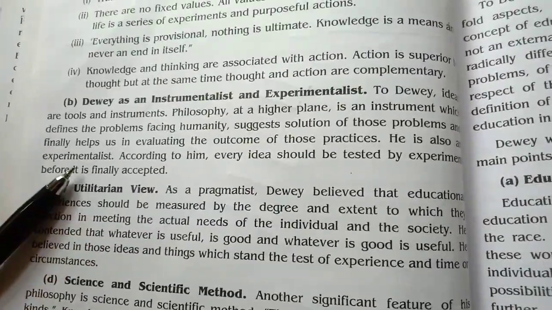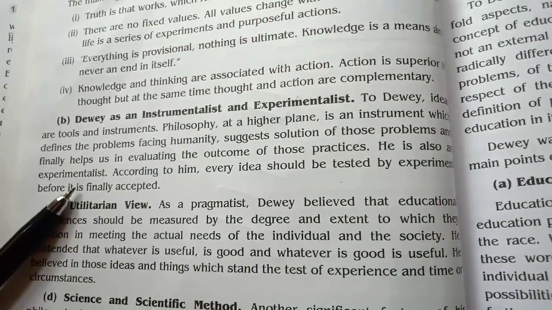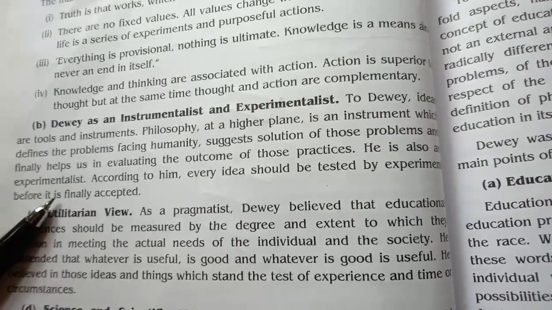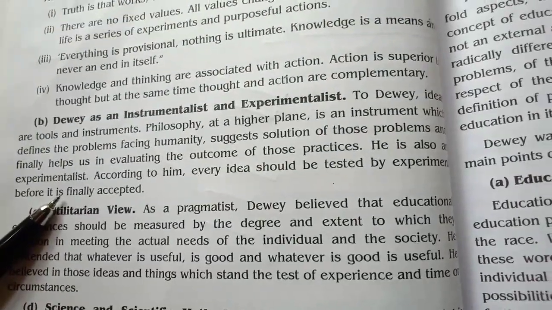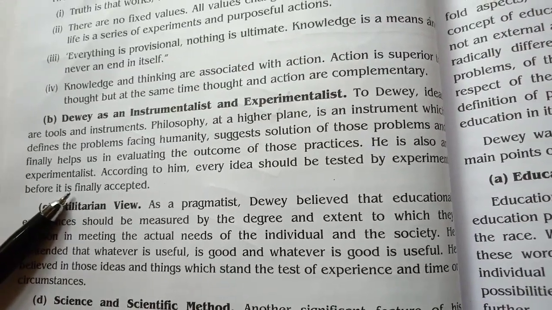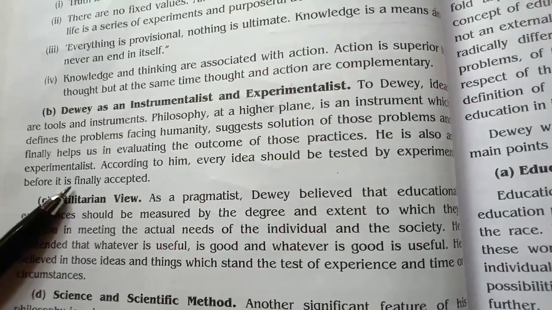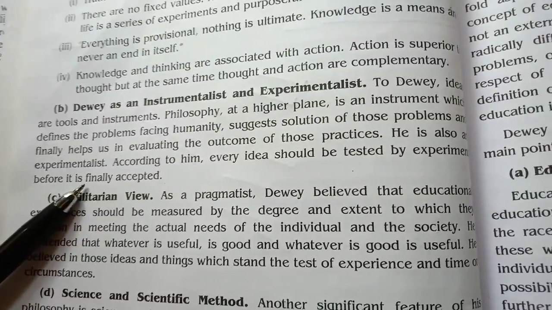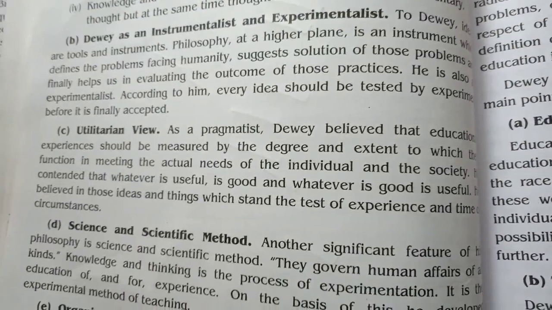Okay, Dewey was an instrumentalist. He said that philosophy is an instrument to identify the problems of humanity and suggest solutions to humanity to solve their problems. Okay, and he was also an experimentalist because he said that nothing should be accepted without experimenting. After experimenting with a thing, if it satisfies your needs, then you can finally accept that. Nothing can be accepted without experimenting. It was his slogan.